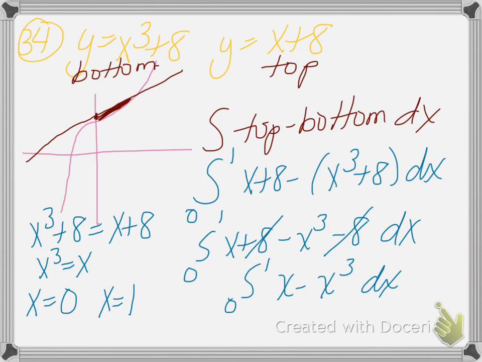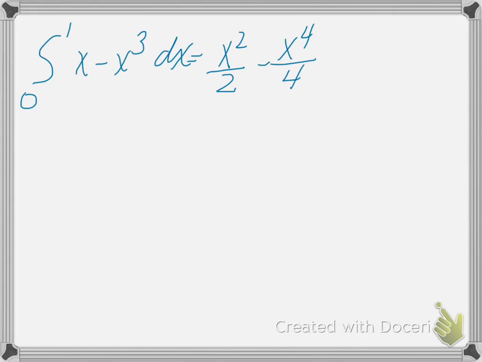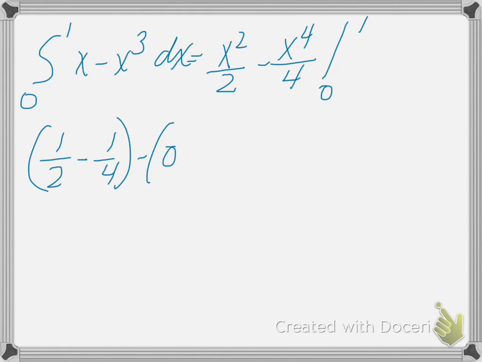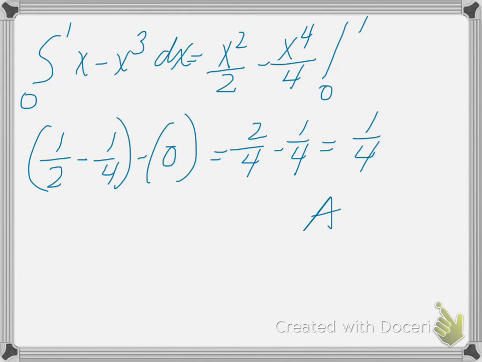Okay, so I'm going to go to the next page to solve that. So first you're going to take the antiderivative as it goes from 0 to 1. So first you're going to substitute 1 in there, and then you're going to subtract what happens when you put 0 in there, but you're going to notice that it will just give you 0. So we're just going to have 2/4 minus 1/4 gives you 1/4, and that was choice A. Okay, that's it.